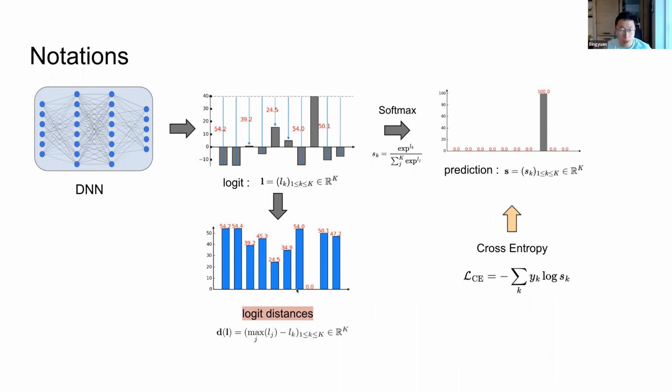And so in this paper, we define another matrix, which is the logit distance. We calculate the logit distance as the difference between the maximum value in the logit vector with respect to the current node. For example, if we have this kind of value, the logit distance becomes this one. So it's like a matrix to calculate the difference between the maximum logit and the current logit.